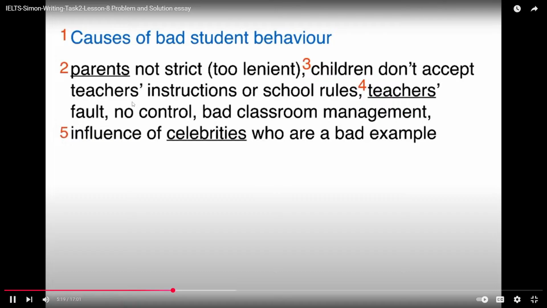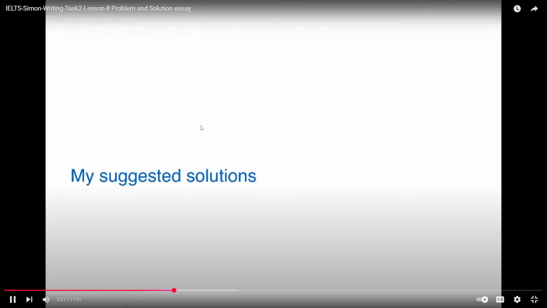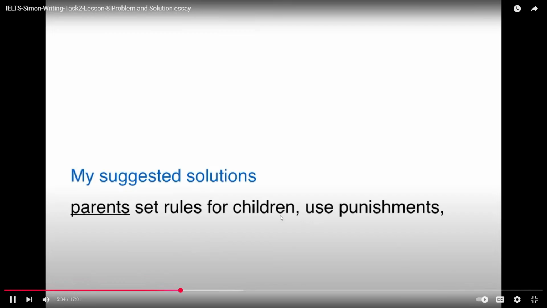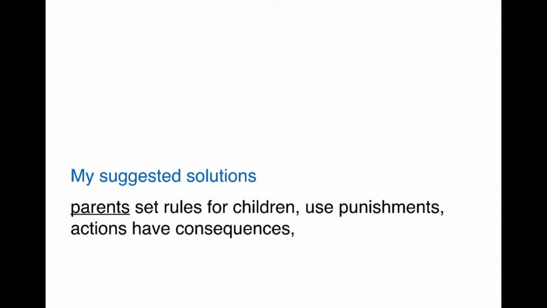Then we did the same thing for paragraph 3, the suggested solutions, and here are some of them. We'll start with the solution for parents. They could set rules for children, be stricter. We'll say a bit more about that, use punishments, and show that actions have consequences.